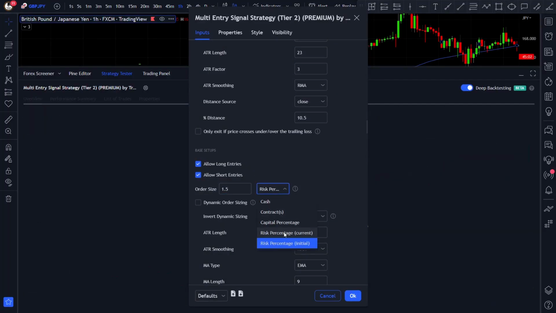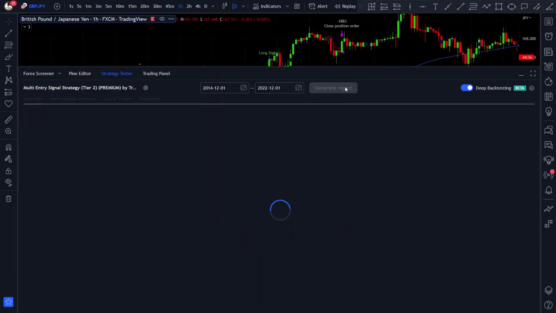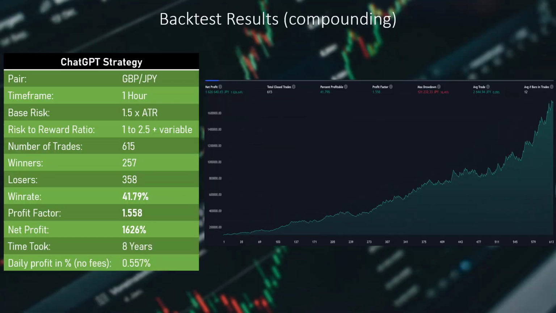Speaking of compounding, let's take a look at what would have happened if we used it in our backtest. With a 1.5% risk per trade, our strategy would have produced an incredible 1600% net profit in the same time period. Taking a look at the equity curve, you can see that it's steadily growing without any big pullbacks. So I would say that this is a perfect equity curve.